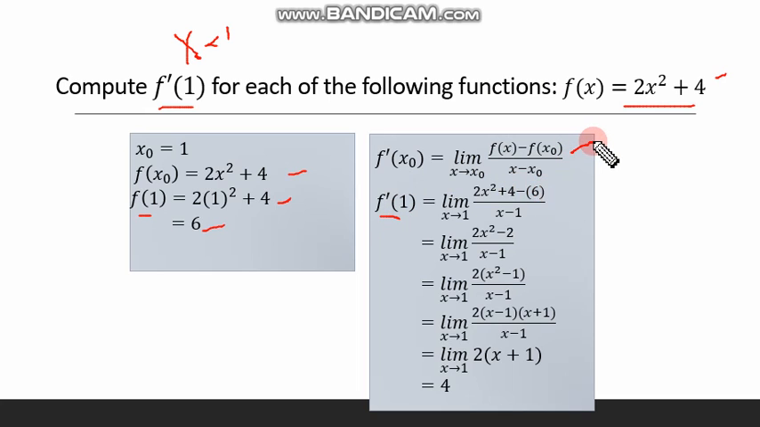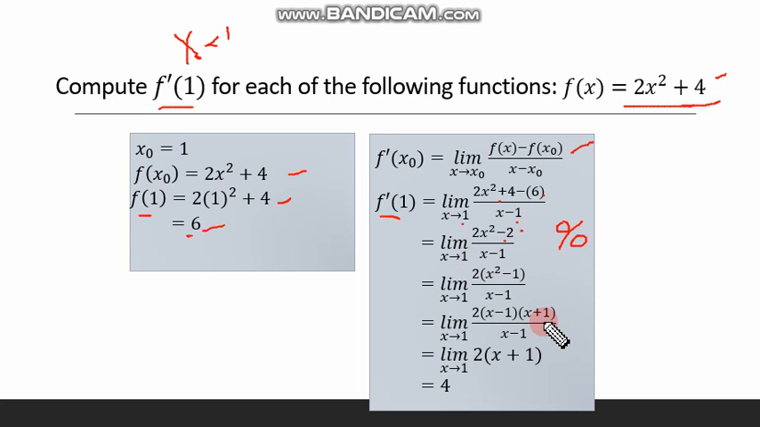So by the formula, the limit of f of x, which is 2x squared plus 4, minus f of x sub 0, which is 6, over x minus 1, as x approaches 1. So 2x squared plus 4 minus 6, and 4 minus 6 is negative 2, so we have 2x squared minus 2 over x minus 1. Again, this is 0 over 0 if we directly substitute the value of x with 1.